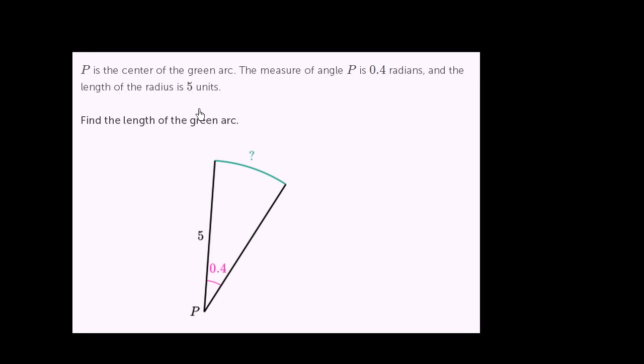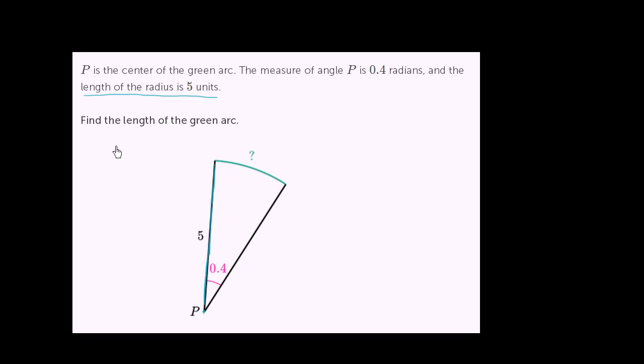P is the center of the green arc. So this is P right over here. The measure of angle P is 0.4 radians. And the length of the radius is 5 units. That's this length right over here. Find the length of the green arc.